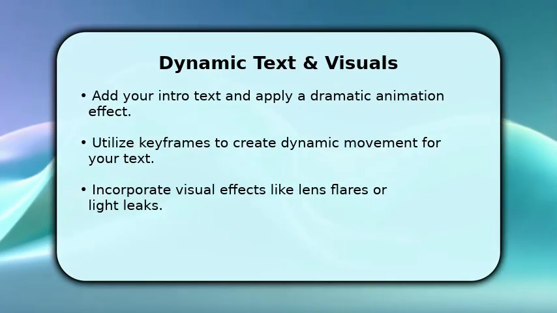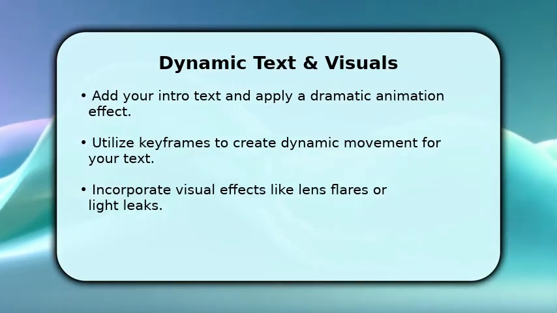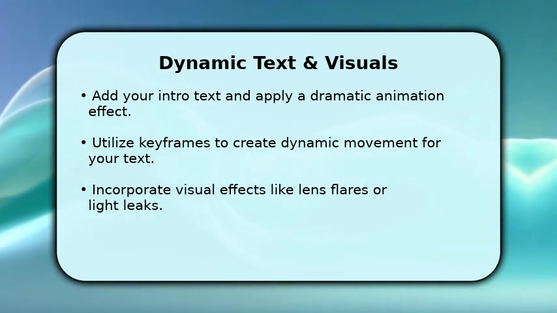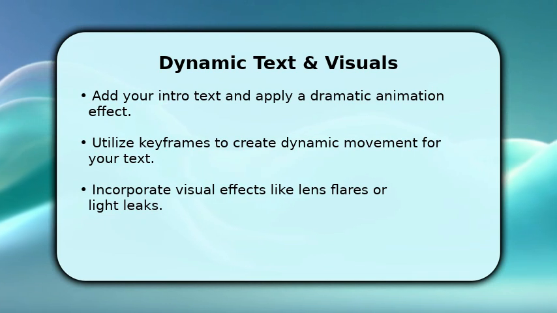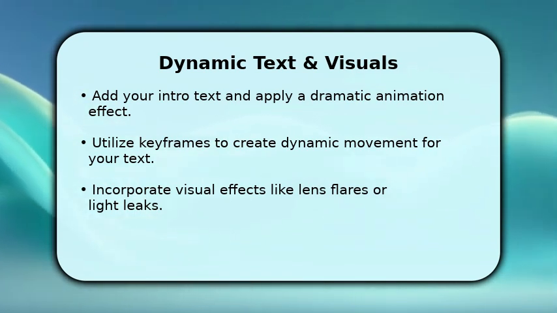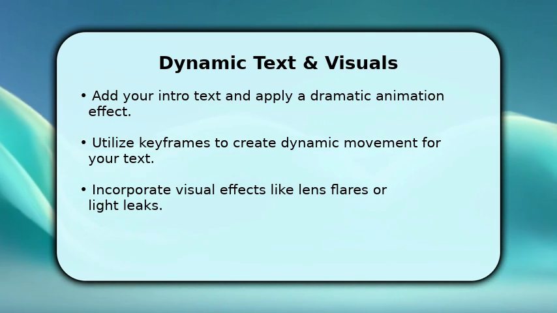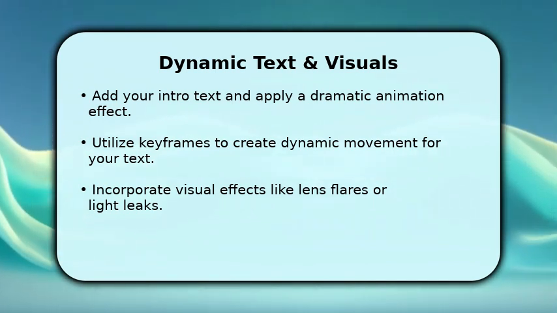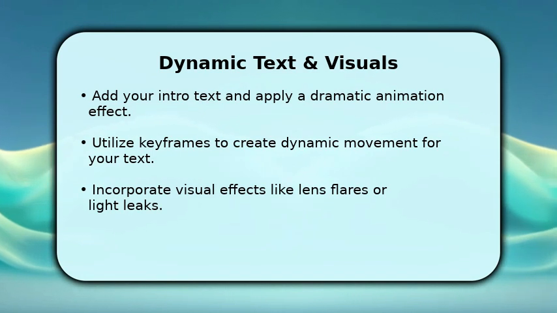Now, let's bring your text to life. Add your chosen text, such as your channel name, and select a powerful animation. Use keyframes to make your text appear and move with impact, perhaps zooming in or fading dramatically. Enhance the visual appeal by adding effects like subtle lens flares or light leaks, which can be found in Capcut's effects library. These elements will significantly elevate the cinematic quality of your intro.